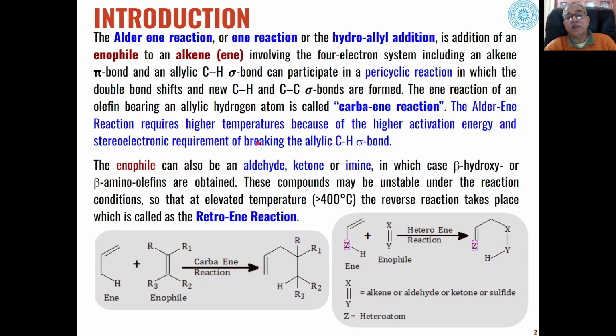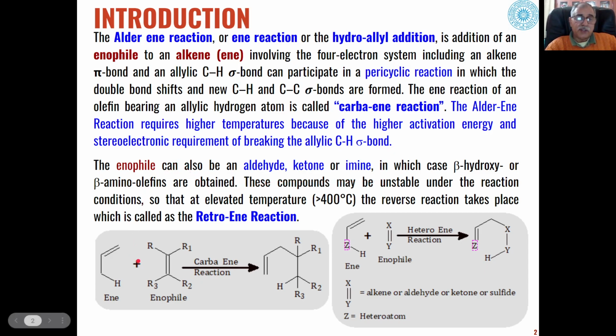The Ene reaction requires high temperatures because of the high activation energy and stereoelectronic requirements, because this requires the breaking of this carbon hydrogen sigma bond, and a sigma bond we know is a stronger bond, and this requires a higher activation energy to break, and that is why the temperature at which this reaction takes place is often very high.